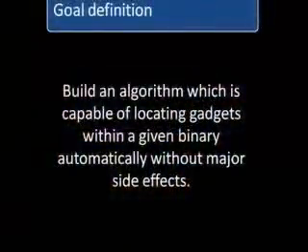Okay, our goal definition is that we want to have an algorithm which is capable of locating gadgets regardless of which architecture we have, and we want to have that without major side effects. Because side effects are one of the major problems that we face with all return-oriented programming approaches. As you normally know from x86 assembly language, all instructions have side effects like flags or undefined behavior, so we have to take very special care if we want to chain code that was not meant to be chained in this way.